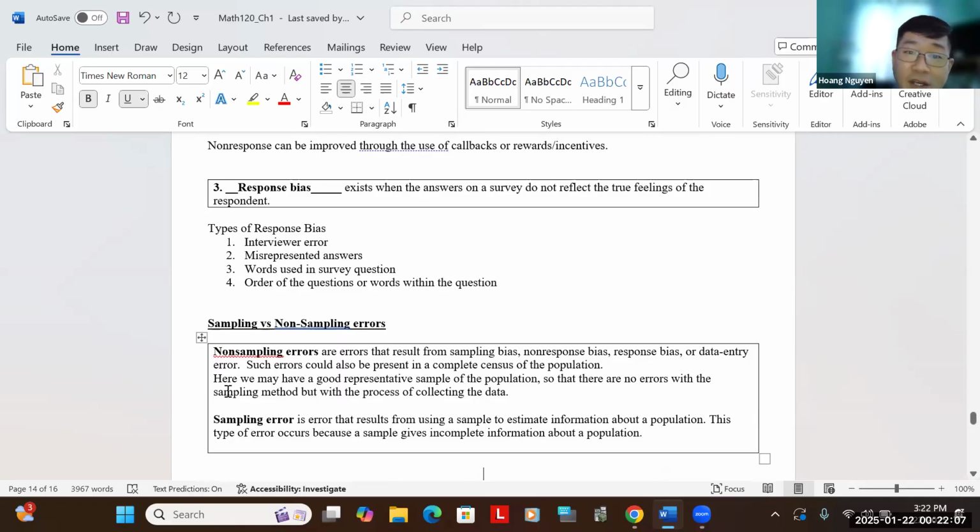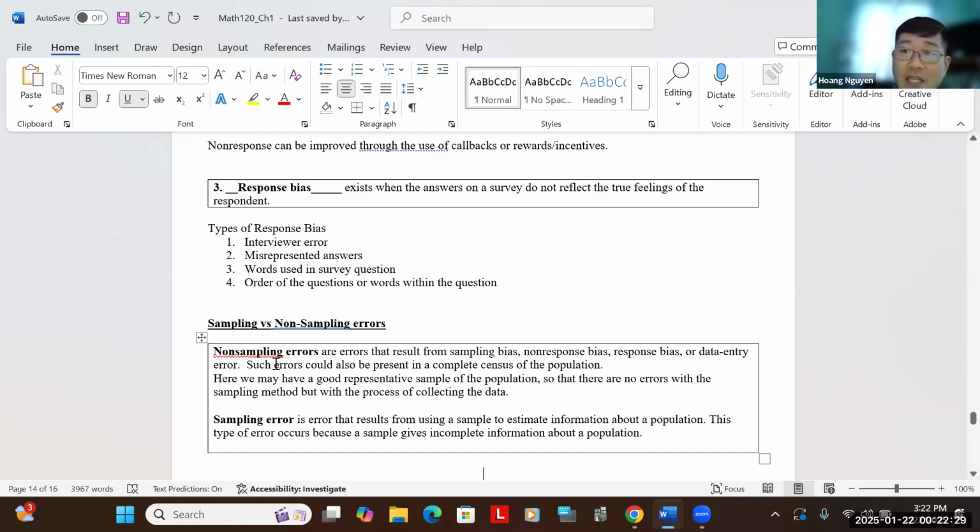Here we might have a good representative sample of the population, so there's no error with the sampling method, but the error is in the process of collecting the data. So non-sampling errors come from sampling bias, non-response bias, or data entry. That's non-sampling error.